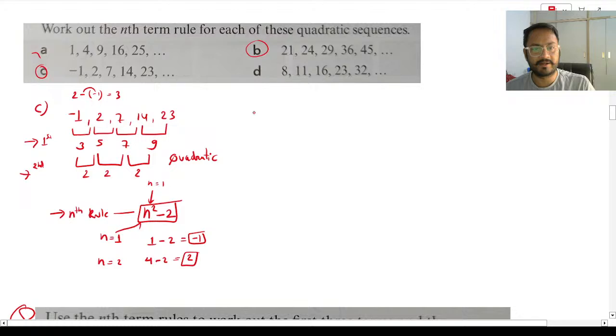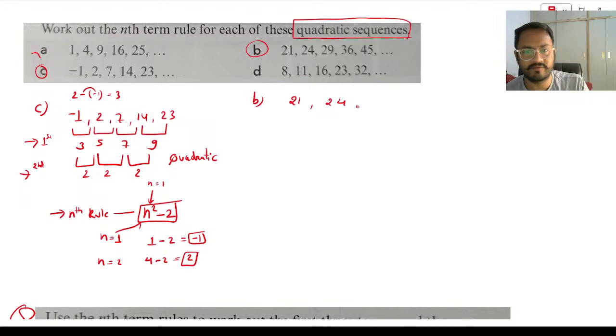Now here I'll take sequence B. I'm taking 21, 24, 29, 36 and 45. Now if I subtract these, 24 minus 21 is 3, 29 minus 24 will be 5, then 36 minus 29 will be 7, and 45 minus 36 will be 9. Done. So this is my first difference. Very easy.